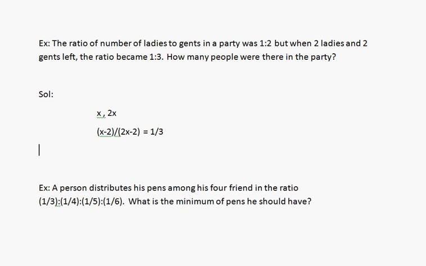The last question says a person distributes his pens amongst 4 friends in the ratio 1/3, 1/4, 1/5, 1/6. What is the minimum number of pens he had? In this question, these ratios are given in fractions. Now you have to represent these fractions such that we get ratios in integers, right? So how do we do it?